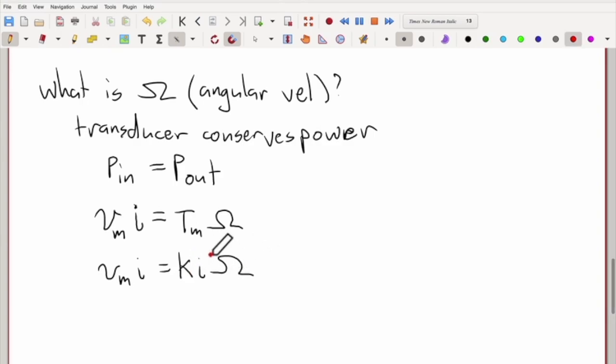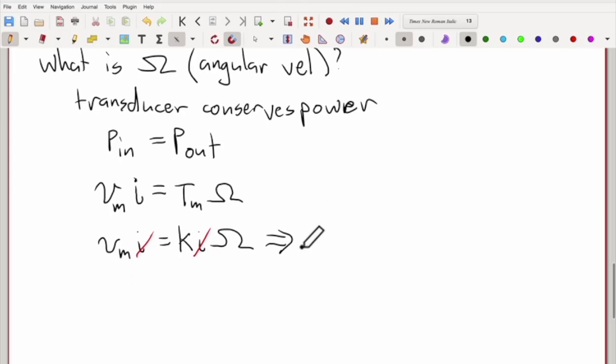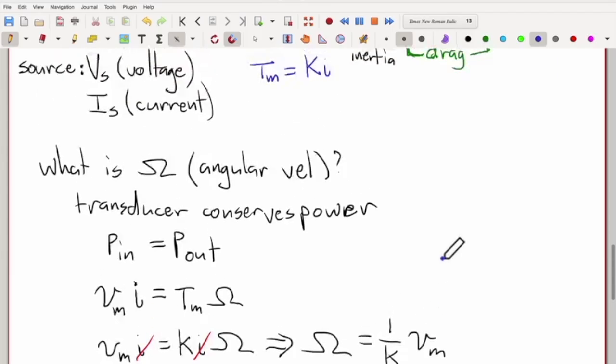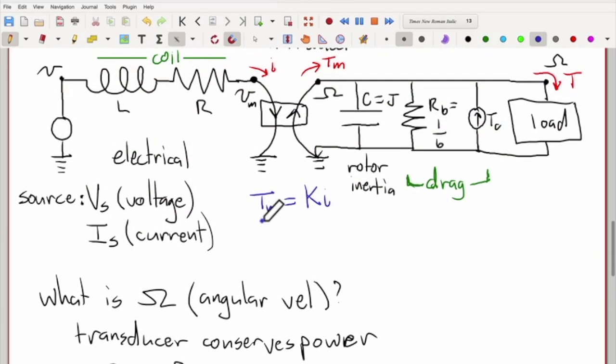And now I can cancel these i's, and I get that the angular velocity coming out of there is equal to 1 over k times Vm. Okay? So let's write that in here. This is the other part of this transducer equation. The motor constant appears again, but it's inverted. So the angular velocity here is equal to 1 over k times this Vm, the magnetic voltage here.